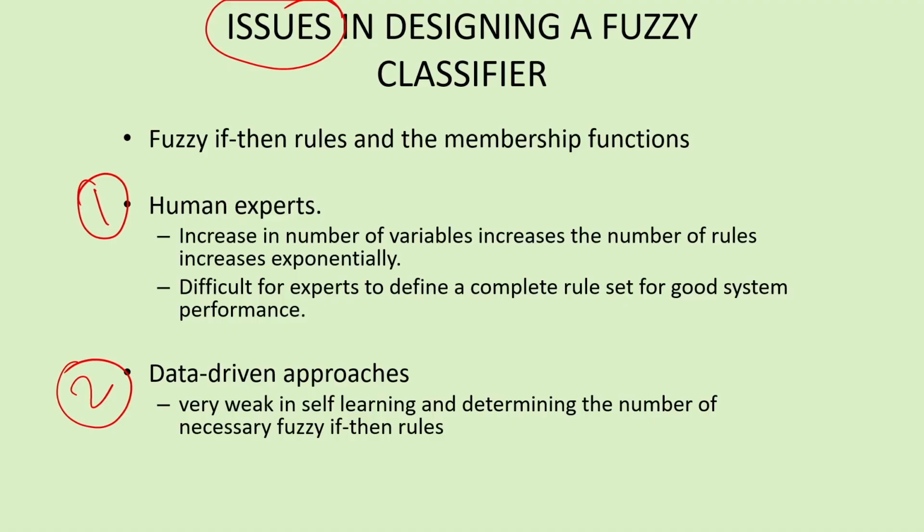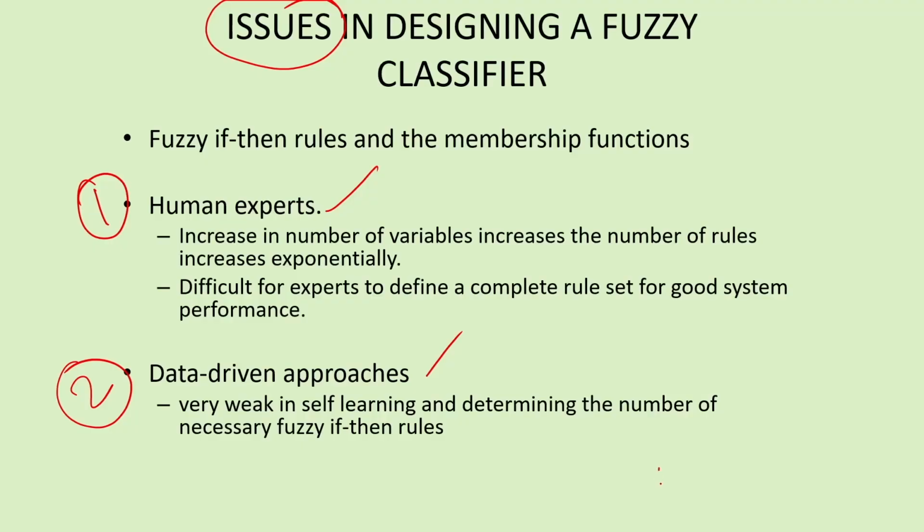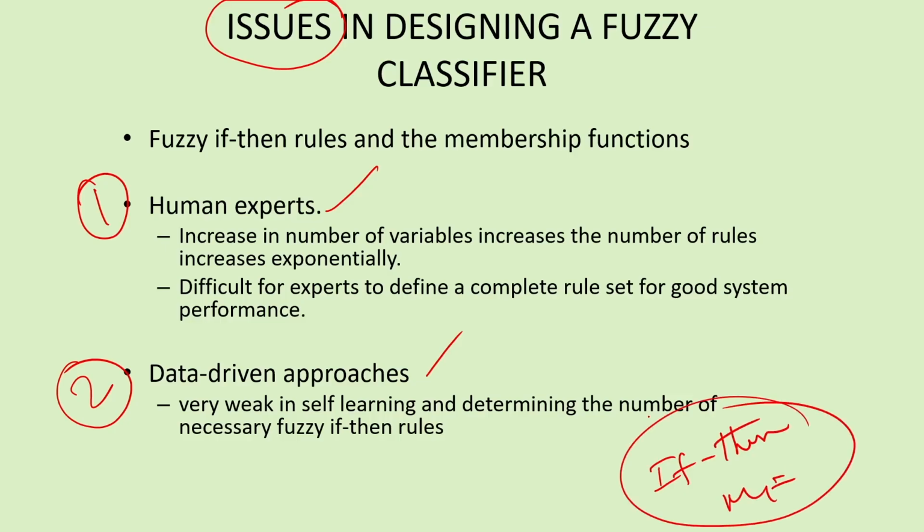What about data driven approaches? If you take the case of the data driven approach, you will find that it is very weak in self learning as well as in determining the number of necessary fuzzy if then rules. So you should take care of it. So when you are going to design a fuzzy classifier model, you have two options. One is the expert system based approach, that means the human expert based approach, or you can go for the data driven approach. For what purpose are these two things needed? In order to generate if then rules and membership functions.